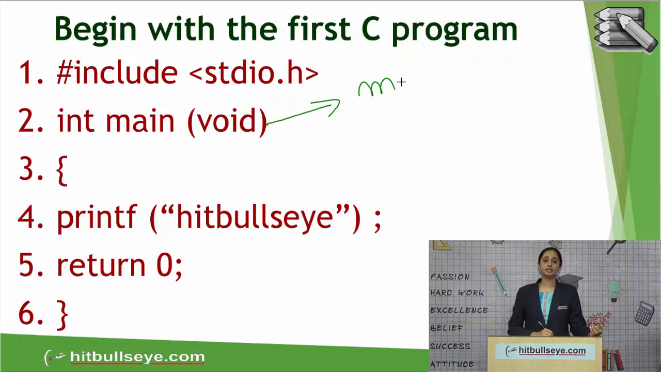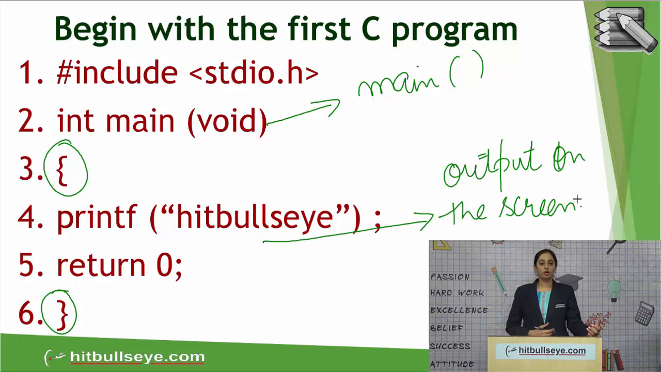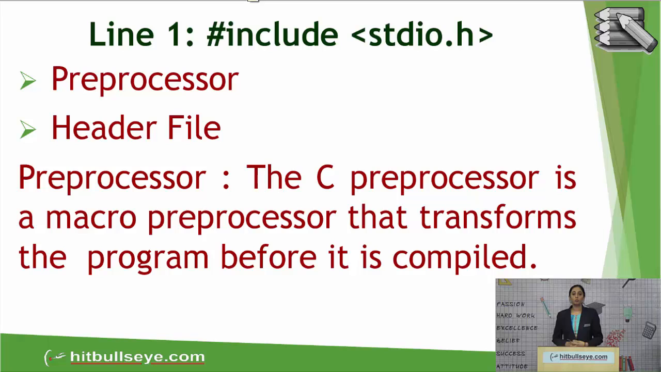In the second line, it contains int main void, where main is a function which is used in every program in the beginning. So we can say that in the beginning of the program we use the main function. The curly braces define the scope of the main function, and printf is used to give the output to the screen, and return 0 is used for successful termination of the program. So now we have a detailed explanation of these codes.